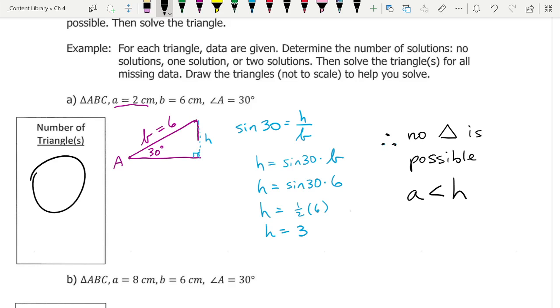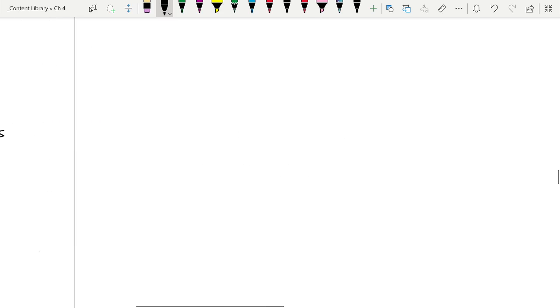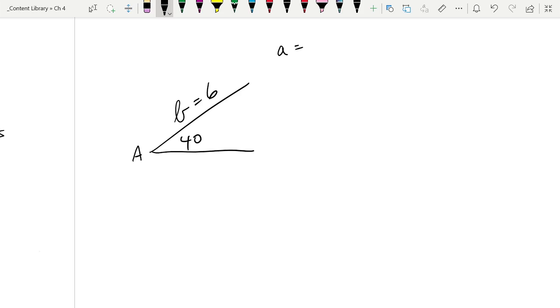Now, don't get lulled into the sense of security that anytime we give you one of these problems, it'll be a 30-degree angle. It might not be. And if it's not 30 degrees, it won't be exactly half. I'm going to just make one up, just off the top of my head. What if instead of 30 degrees, A was 40 degrees? And what if we keep B the same at 6? What if the A side was 3, let's go with 4? What if A was 4? Is 4 big enough to make it to the bottom?